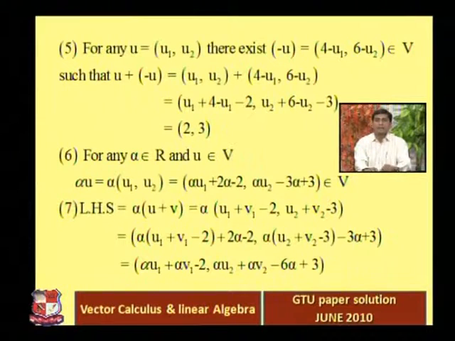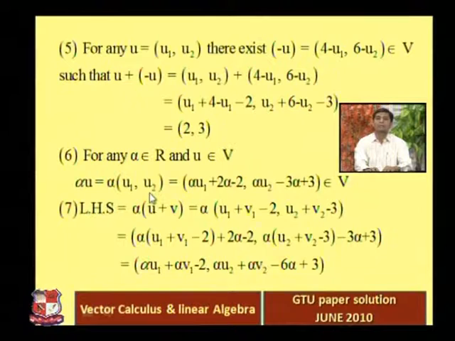So the identity exists, and the inverse also exists. So all 5 conditions are satisfied for addition. Now let's check the next 5 conditions. The first condition is closedness. For any alpha belonging to R and u belonging to V, alpha into u should belong to V. Let's check whether it belongs to V or not.